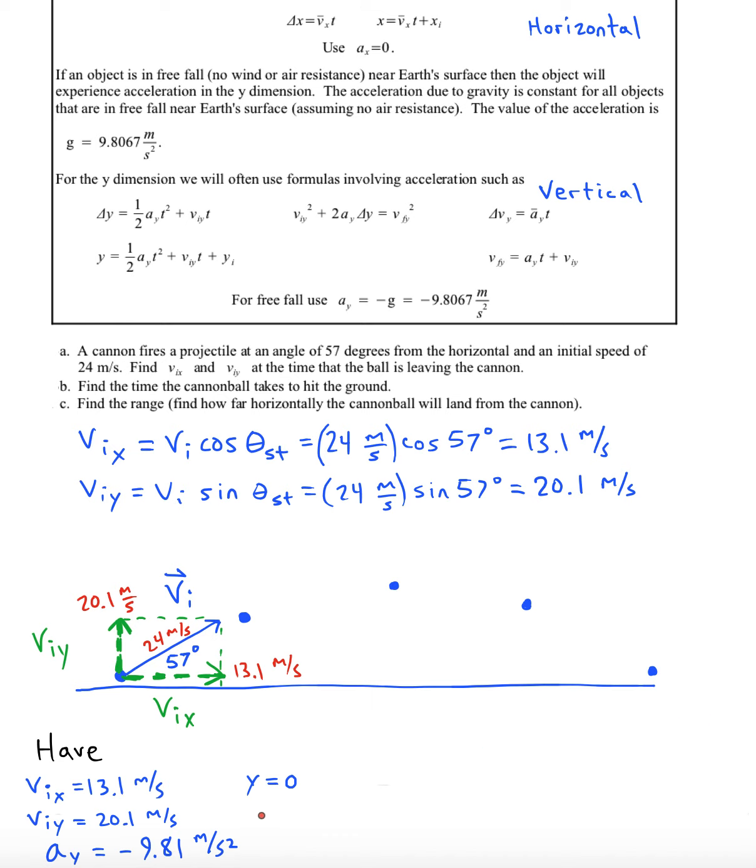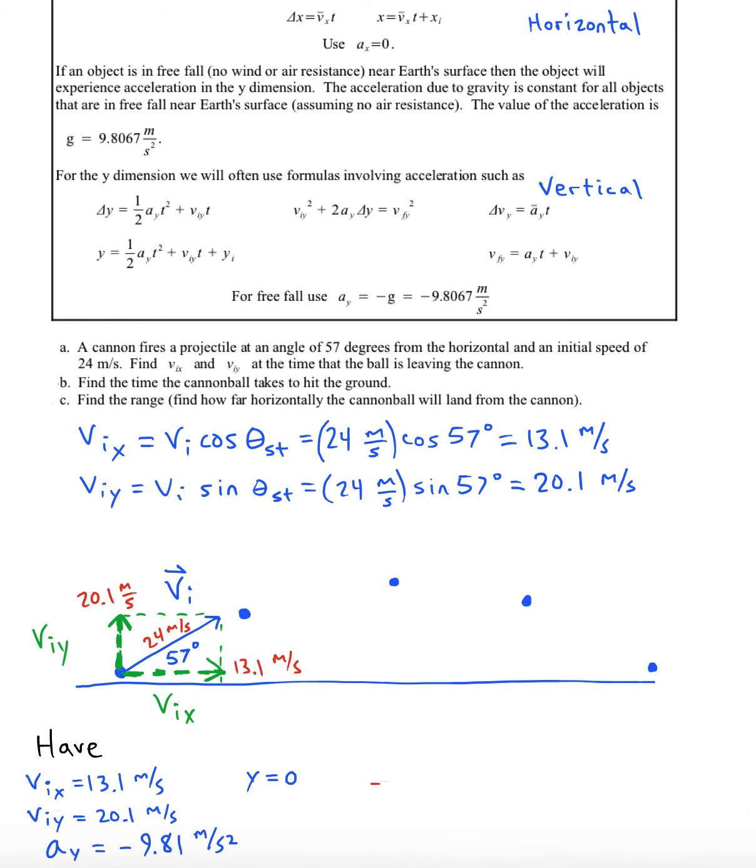One of the things we don't have, though, is the time. And that's what we're being asked to find in part B. Okay, is there anything else that we have here? Let's look at the symmetry of the parabola, and let's also draw the path that the cannonball takes. I draw the path in order to show the symmetry of it.